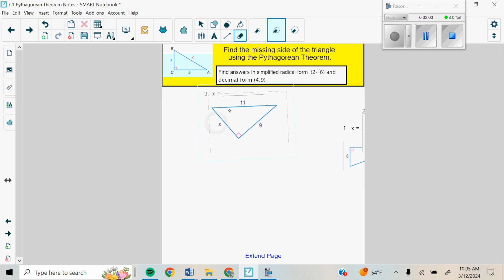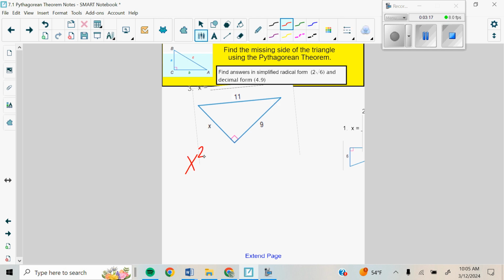All right, so if we look here, our hypotenuse is 11. So we're not solving for our hypotenuse. We're solving for a leg. So x squared plus 9 squared equals 11 squared. X squared plus 81 equals 121. We're going to subtract over our 81, and we get x squared equals 40.